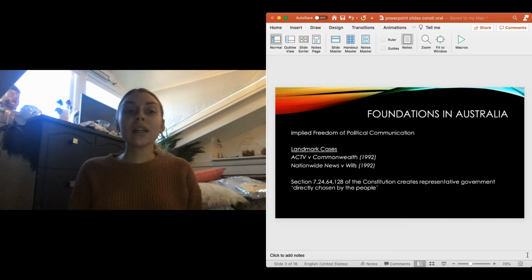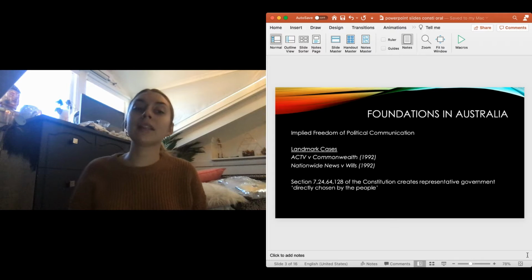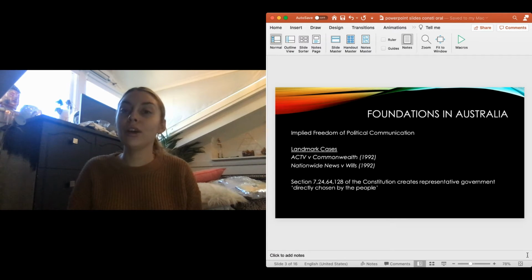However, the right is not absolute, as it only includes communication on political matters, but not all types of speech. Political communication includes discussion of government policy or debate on the performance of public officials. In Levy and Victoria, the High Court accepted that actions can amount to communication, which extended the types of communication that are protected to both verbal and non-verbal.